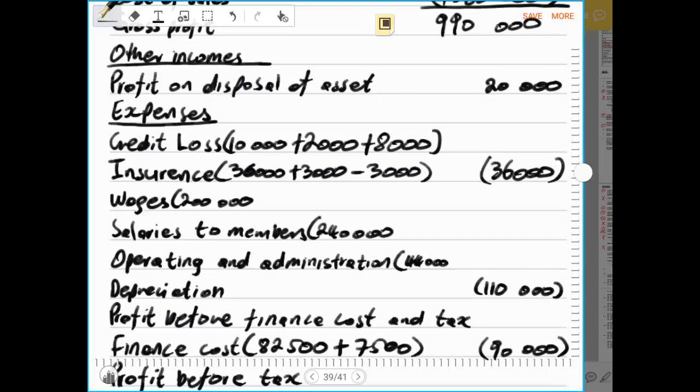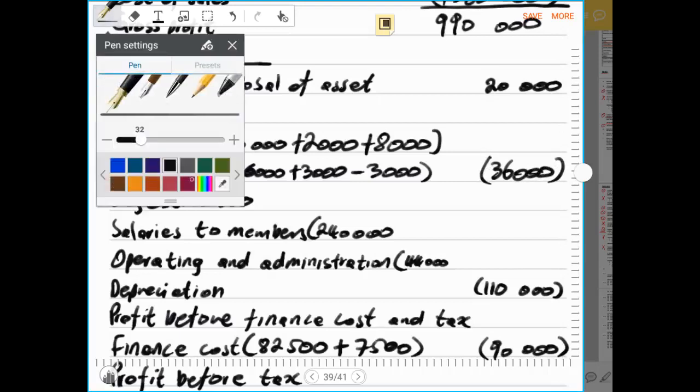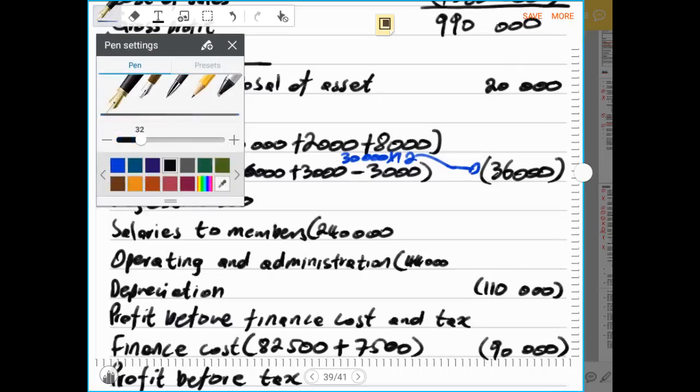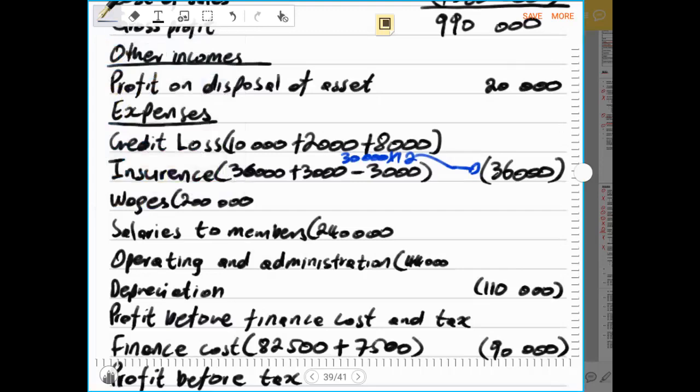At the same time, if you want, you can just say 3,000 times by 12. No problem, you get to the same 36,000 rands. That will still be 100% accurate. So now let us continue with again our adjustments.